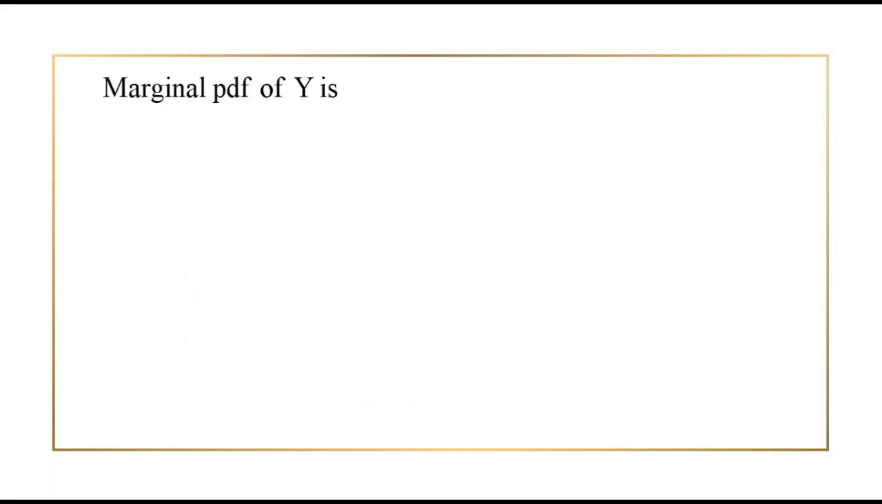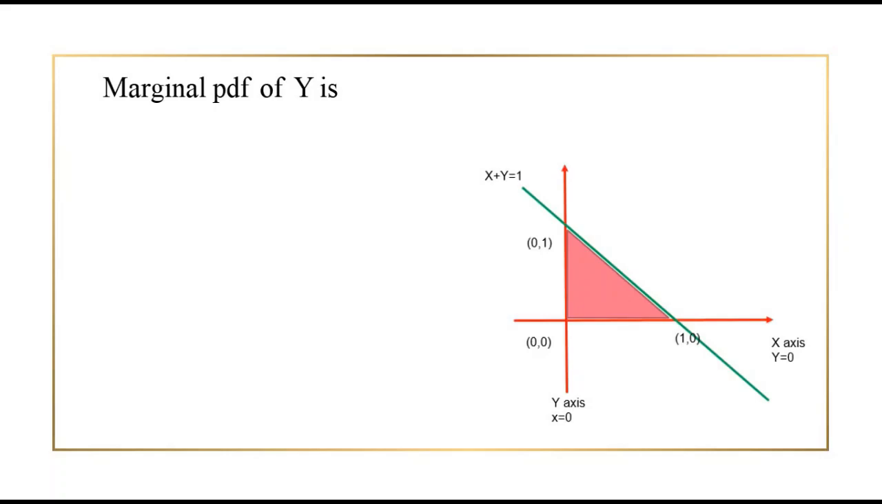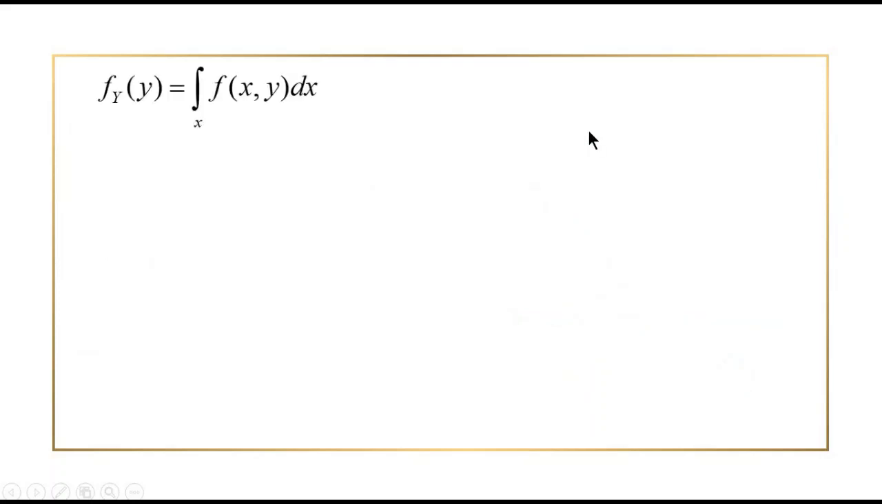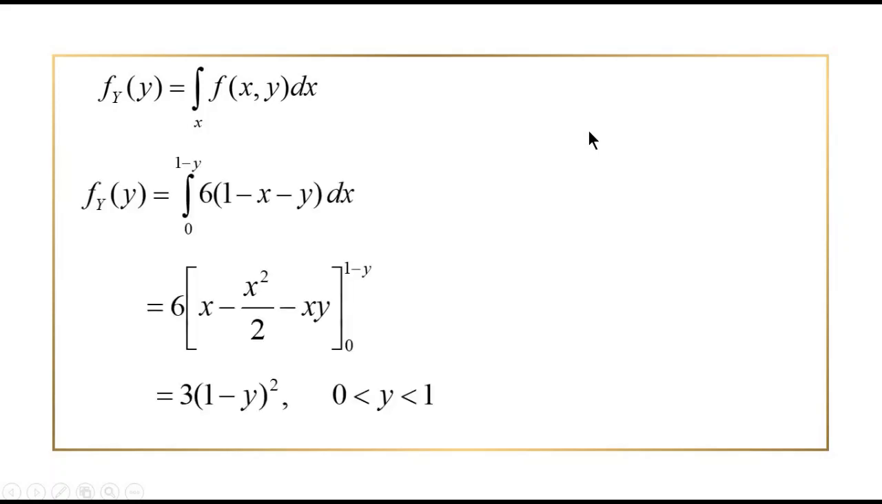Similarly, to find the marginal PDF of y, consider the base region. So here consider a horizontal strip to get the limits of x, and here the leftmost part of the strip touches the red colored line and the rightmost part touches the green colored line. Therefore the limits of x are from x equal to 0 to x equal to 1 minus y. The green colored line is x equal to 1 minus y. And integrate the joint PDF with respect to x. You will be left with a function of y, which is the marginal PDF of y. And considering those vertices, the limits of y vary from 0 to 1.